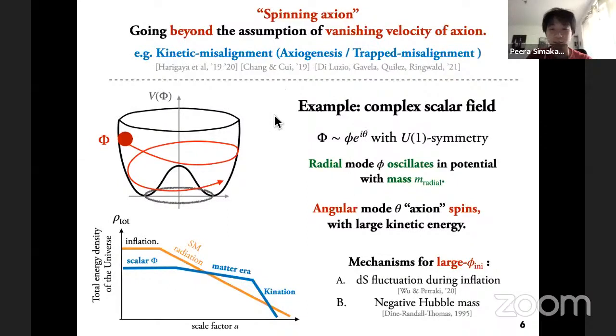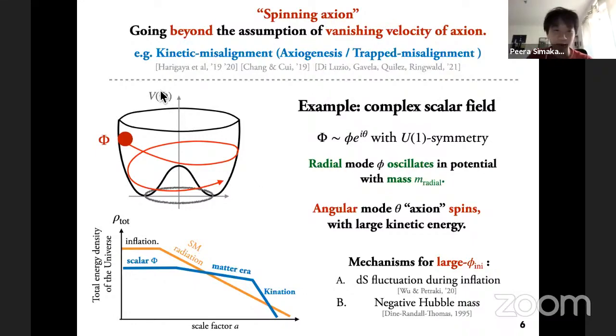So in this case, we start with some complex scalar field, or the Peccei-Quinn scalar field. And the axion is just the angular mode of this field. So in this case, the complex scalar field will oscillate and spin inside a U(1) symmetric potential, and it could obtain a large kinetic energy from the spinning. So let's talk about some setup first. In this model to work, first we need the field to sit far away from the origin. This can be done, for example, by the inflationary fluctuation or a negative Hubble induced mass that will drive the field away from the origin.